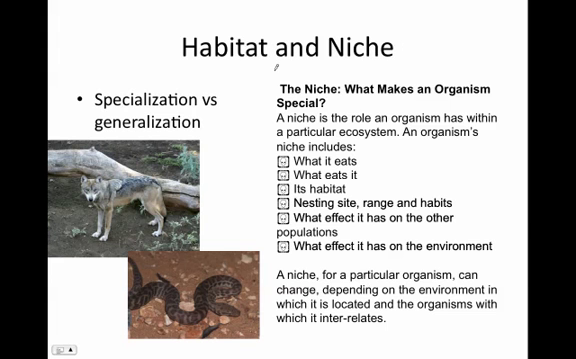And this has a lot to do with something called habitat and niche. There are 2 kinds of organisms. One are specialists, which can hone in on a particular niche, which is what it eats, where it lives, how it's affected by the environment. Specialists versus generalists. Okay?